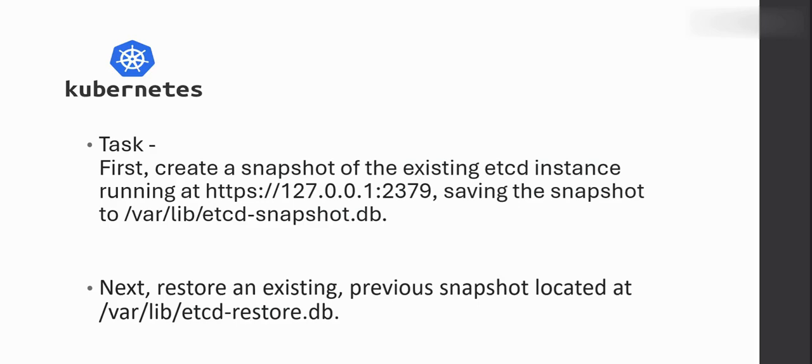In today's video, we are going to learn how to create an etcd backup and how to restore an existing backup. So today's question is, first we need to create a snapshot of an existing etcd instance, which is running at https://127.0.0.1 at port 2379. Port 2379 is the default port of etcd, and we need to save the snapshot to /var/lib/etcd-snapshot.db. And post this, we need to restore the backup which we will create to the location /var/lib/etcd-restore.db. So let's perform this.